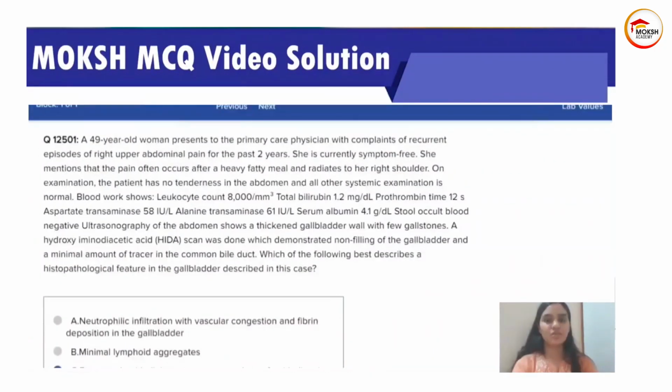The patient has had symptoms for the past 2 years, right? There is right upper quadrant pain. This is a woman in her 40s. Pain occurs after a heavy meal. What is the diagnosis? Yes, it's chronic cholecystitis. Good. Reading this much will give you an idea of the diagnosis of chronic cholecystitis.